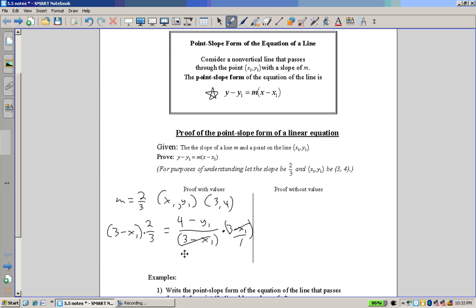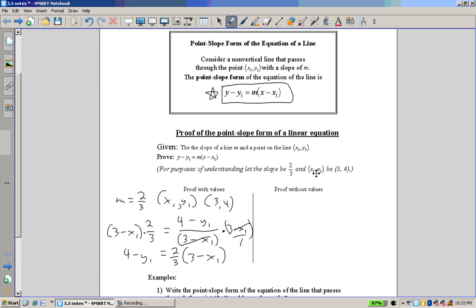Now, we can switch this around. 4 minus y sub 1 equals, and we're going to use the commutative property of multiplication here. We're using the symmetric property of equality there. 2/3 times 3 minus x sub 1. And you can kind of see that we're starting to generate this form here.